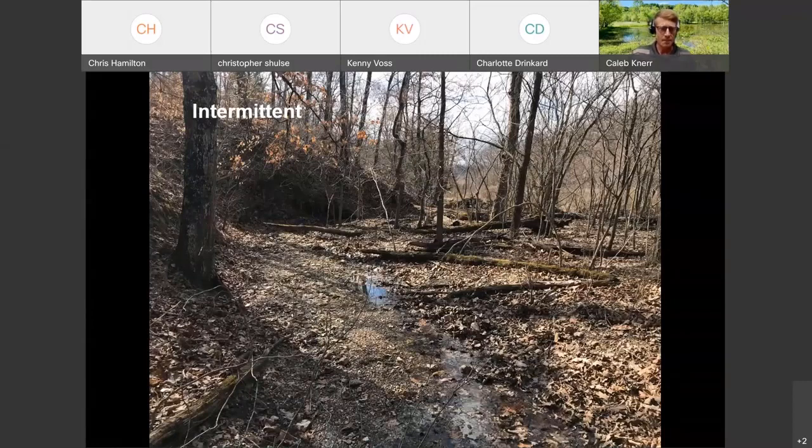Here's an example of an intermittent stream. This is on the same project area, but as you can see, there is a channel defined by some smaller rocks and then some pools and some flow. And you can tell that there's a bed, bank, and ordinary high water, and there's even flow currently in this channel. And this was considered an intermittent stream and jurisdictional and subject to Clean Water Act permitting.